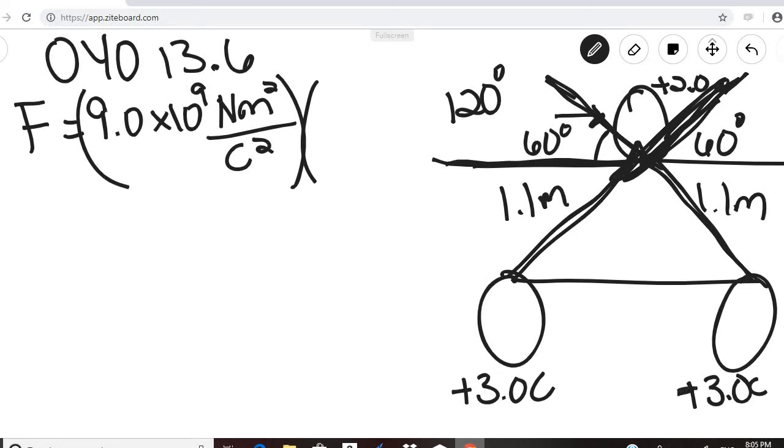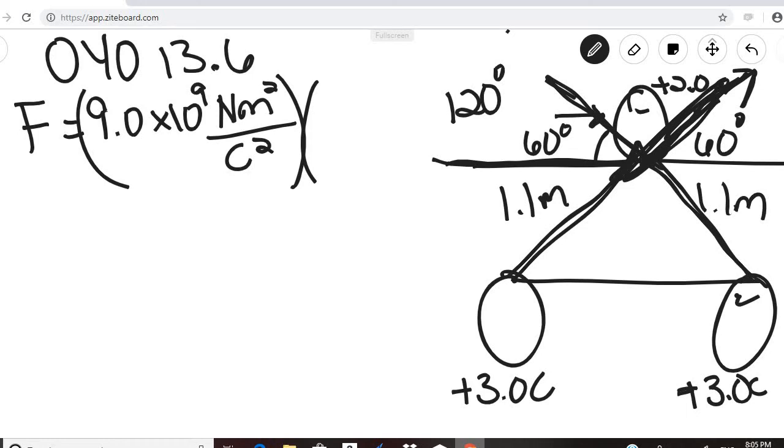So the charge between here and here, they're going to repel each other and force that particle that way. These two are going to repel each other and force the charge that way, but they're going to be equal in magnitude because they're the same size. These two particles are the same size, and they're also the same distance apart. So we really just have to figure out one of them.